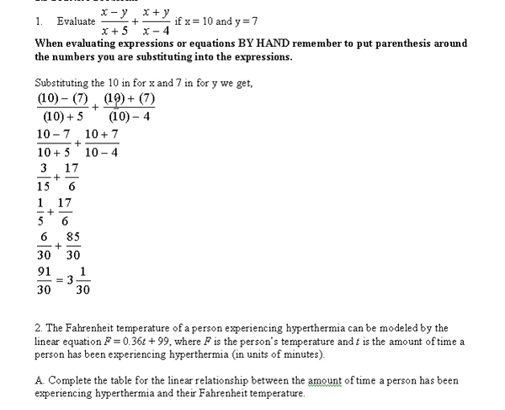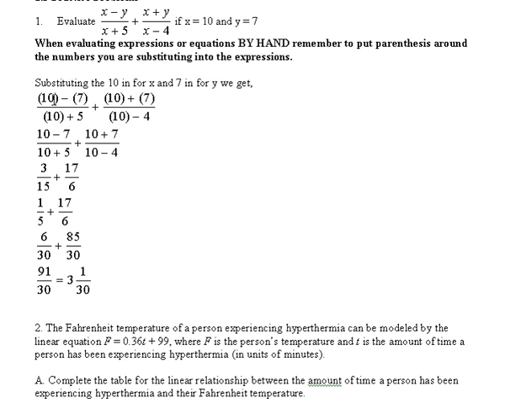Okay, here we're going to be evaluating some expressions. First example is to evaluate this expression right here when x equals 10 and y equals 7. So the first thing to do is to put these values in for x and y with parentheses around them. So if I do that, I would get 10 minus 7, and here it is worked out, 10 minus 7 over 10 plus 5 plus 10 plus 7 over 10 minus 4.